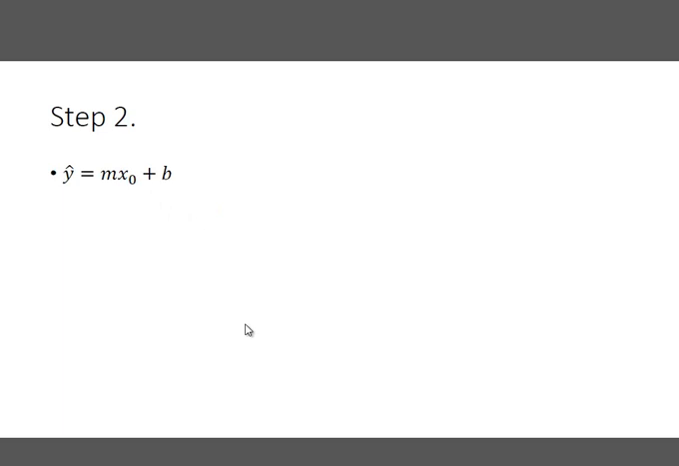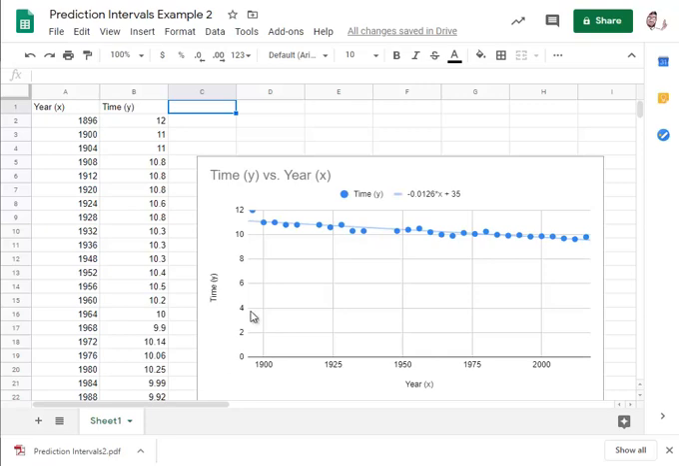All right, step 2, the best fit line. So we're going to be plugging in x0 again, which represents the X value that you're trying to predict for. So we're predicting for the year 2021, and we're going to plug that into our equation. We'll be using negative 0.0126 times 2021 plus 35, the best fit line, to do that.